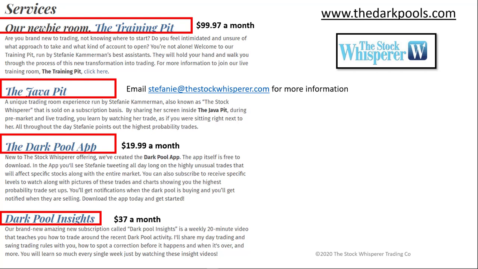So do we cancel the app before joining the training pit? Yes, if you're joining the training pit and you are going to be there all day, not driving around somewhere, then you don't need the Dark Pool app. You're going to get all the notifications right there all day long. So absolutely, you don't need to have both.